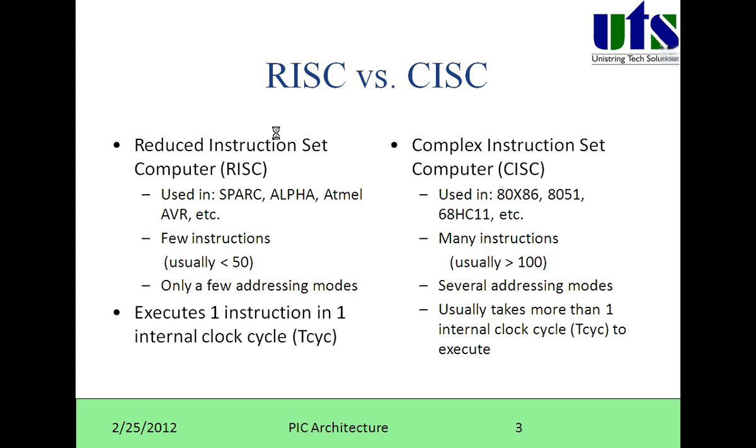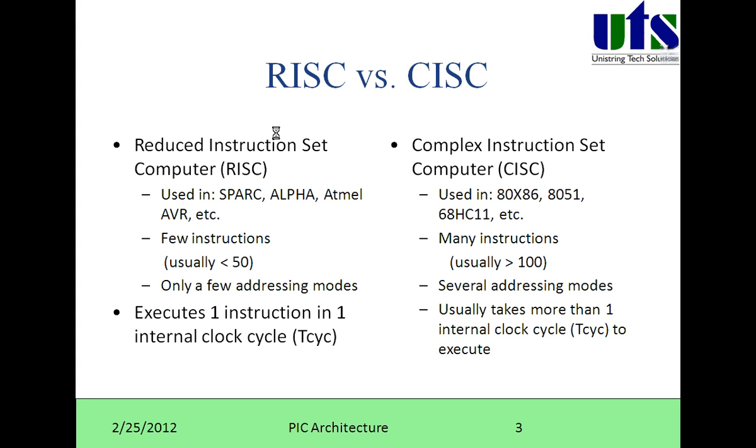Now, as I told you, PIC is a RISC architecture. So what is the difference between RISC and CISC? RISC stands for Reduced Instruction Set Computer. Similarly, CISC stands for Complex Instruction Set Computer. The architectures using RISC are SPARC, Alpha, Atmel AVR, and different micros like PIC and ARM. All these have RISC properties.